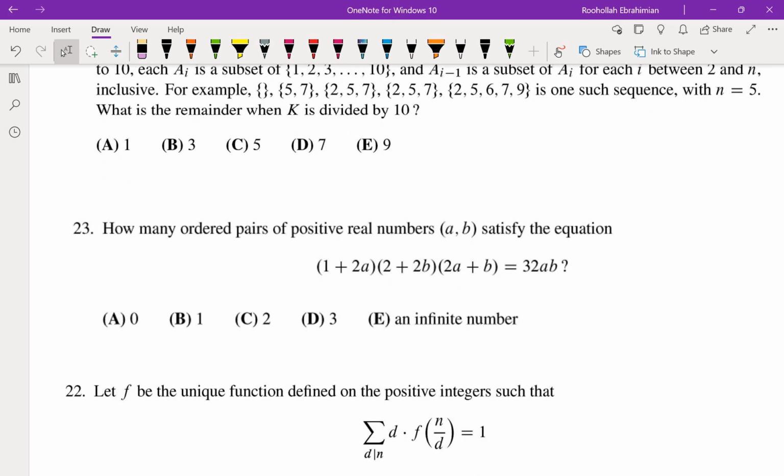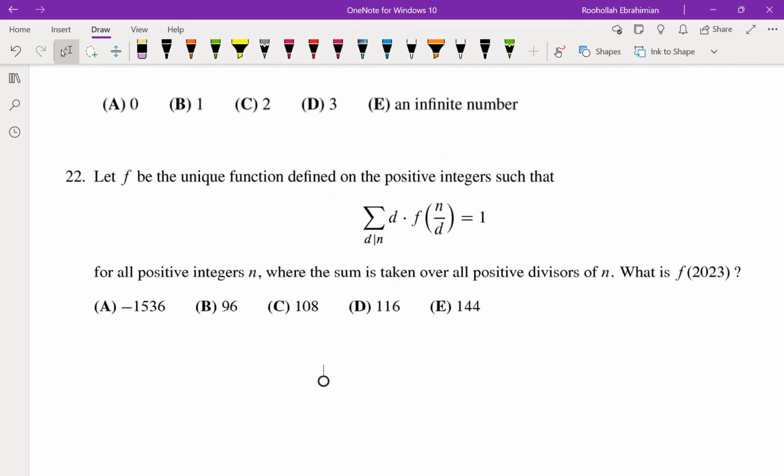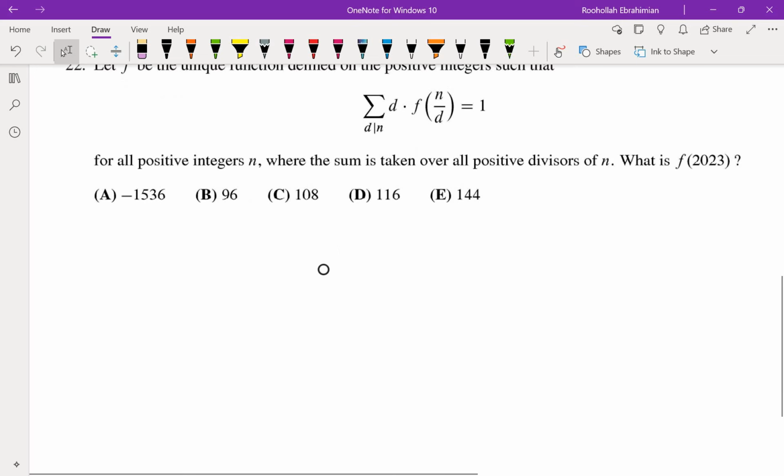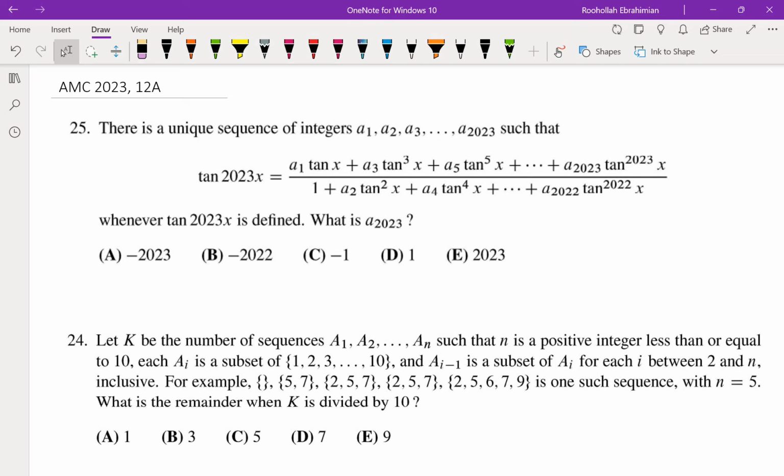The next one is: how many ordered pairs of positive real numbers a, b satisfy this equation? And the last one, they gave us a function satisfying a certain condition, and they're asking us to find f of 2023. Okay, so let's just start from number 25, which is the most difficult problem typically on the AMC.